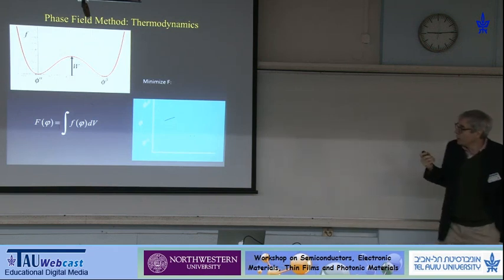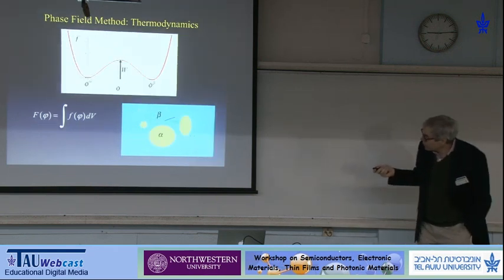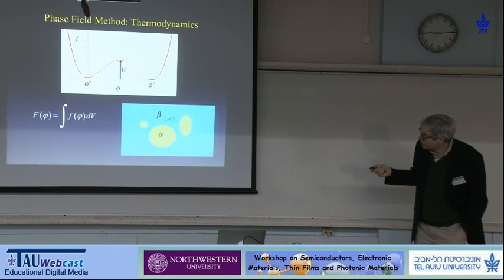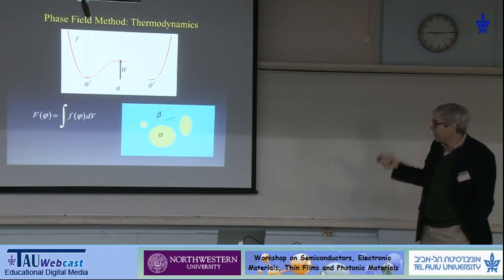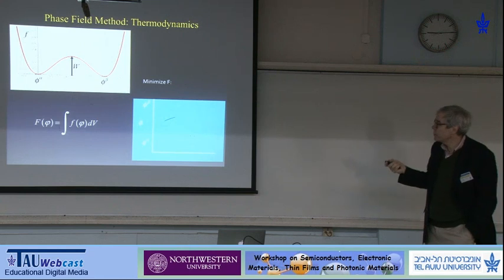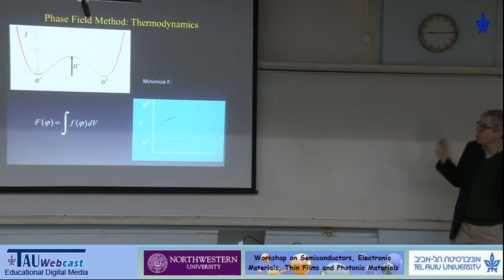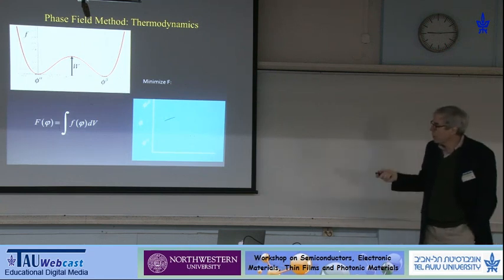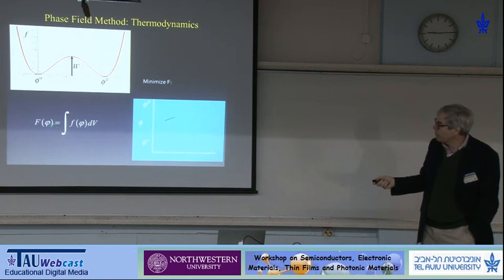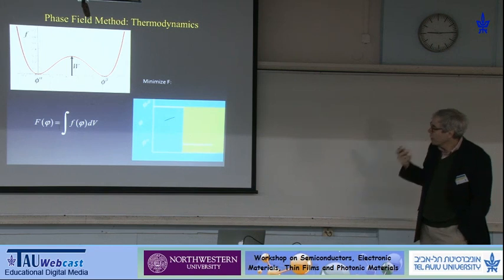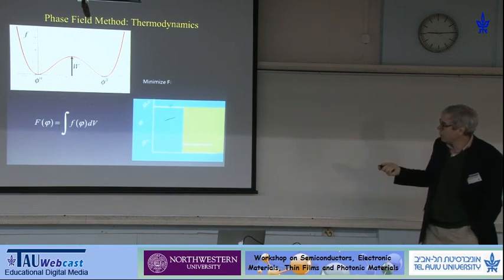And so let's say you wanted to describe the interface between the alpha and the beta phases. How would you do that? You wanted to minimize the energy of this system. You wanted to minimize F. And you wanted to describe an interface between the two phases. The way you would do that is pretty simple, right?